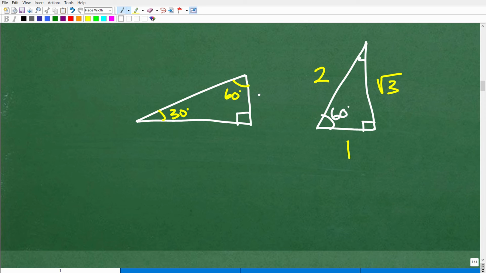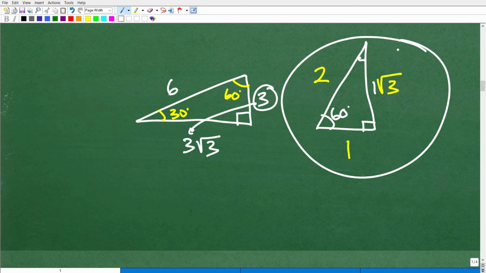So let's just do an example. If this was 3, how long would this side be? Well, this is the hypotenuse. This is the shortest side, so this would be 6. And then this medium side is going to be this number times the square root of 3. In this case, this is 1 times the square root of 3.